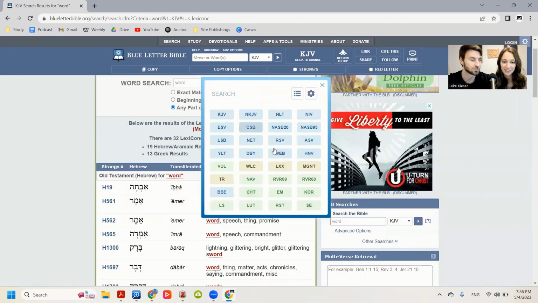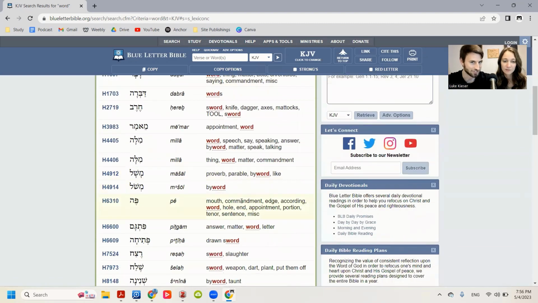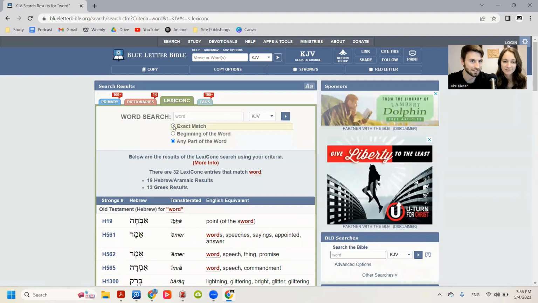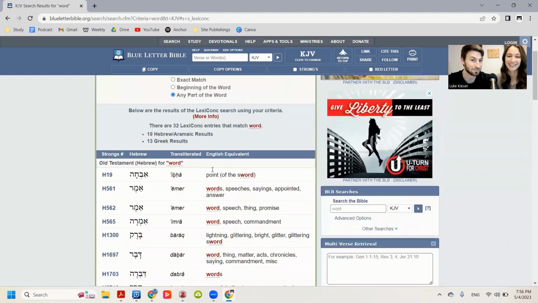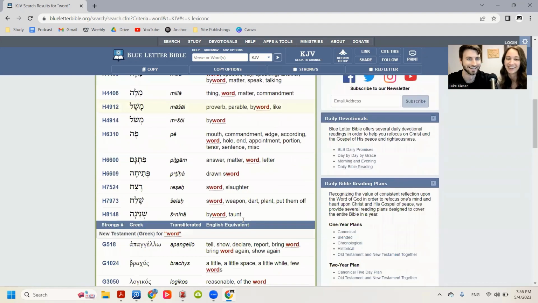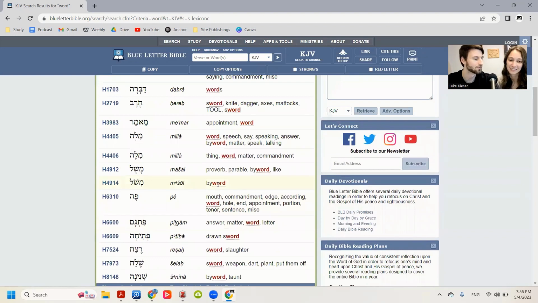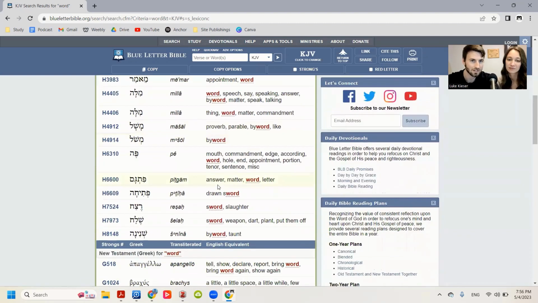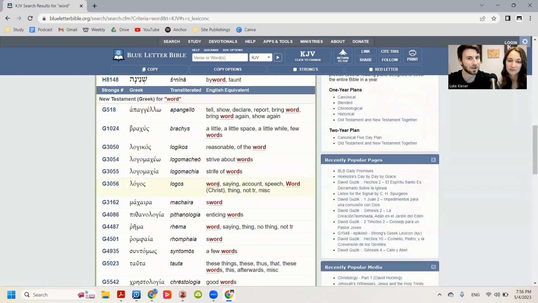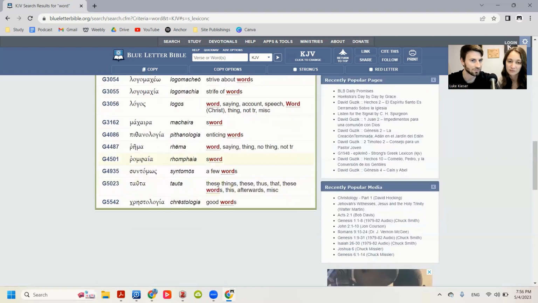So you can choose your translation there. Okay. And so, yes, you pointed out you can refine like exact match or beginning of word, because it gives you things like sword. Right? But it can be helpful. So like by word, I might want to keep that doing my study. So you might want to leave it more general so you can find all of the places.